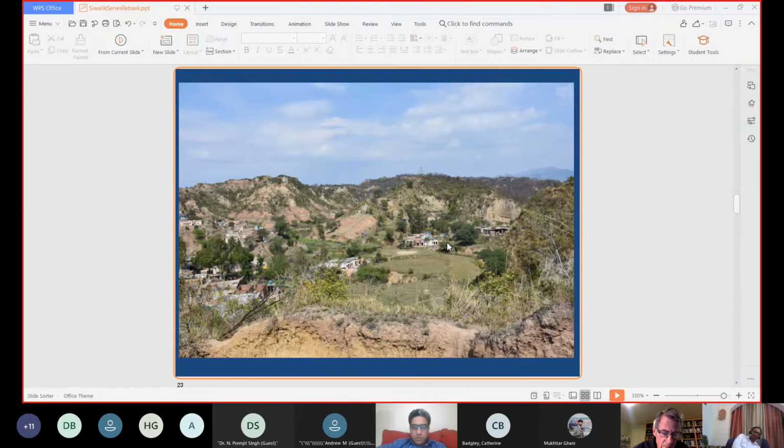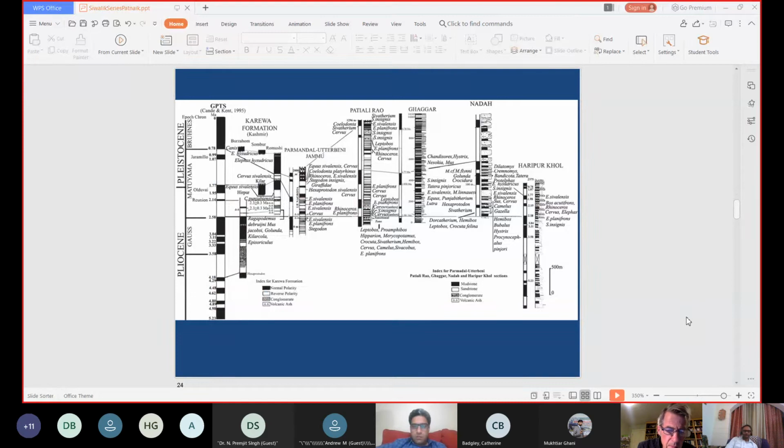Our problem was to figure out how to tie the earlier finds when there were no paleomagnetically dated sections. So we have tried our level best to put those sites in perspective and build a biostratigraphy, which is shown on this very slide, where this left hand side is Karewa, of course. These are the Pliocene sites, like the Patiali Rao section I was talking about, the Masol section, which lies north of Chandigarh, and then the Parmandal Uttarbeni section, Jammu side, that Gary just mentioned.